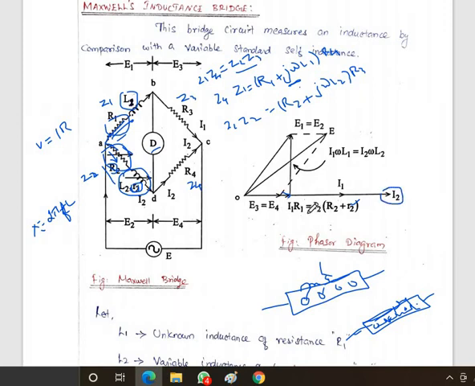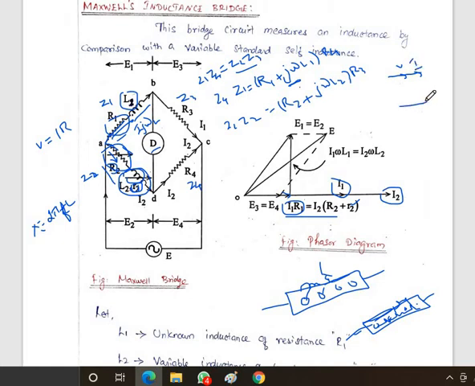I2 is in phase with this value, so I1 is in phase with this resistance value. At the same time, some inductance will be connected to the circuit. So the voltage drop across it means I into j omega L, so it is an inductive load. With a resistive load, voltage and current are both in phase.